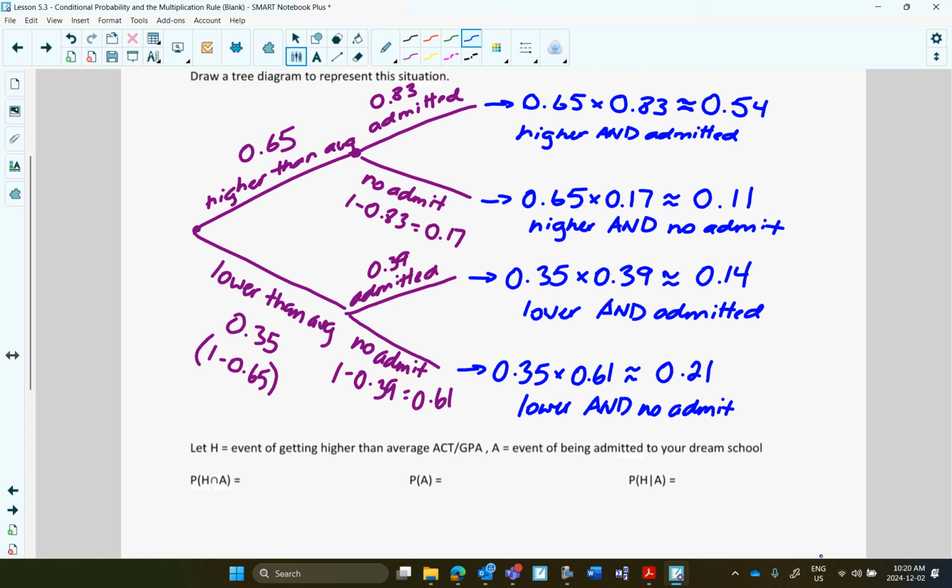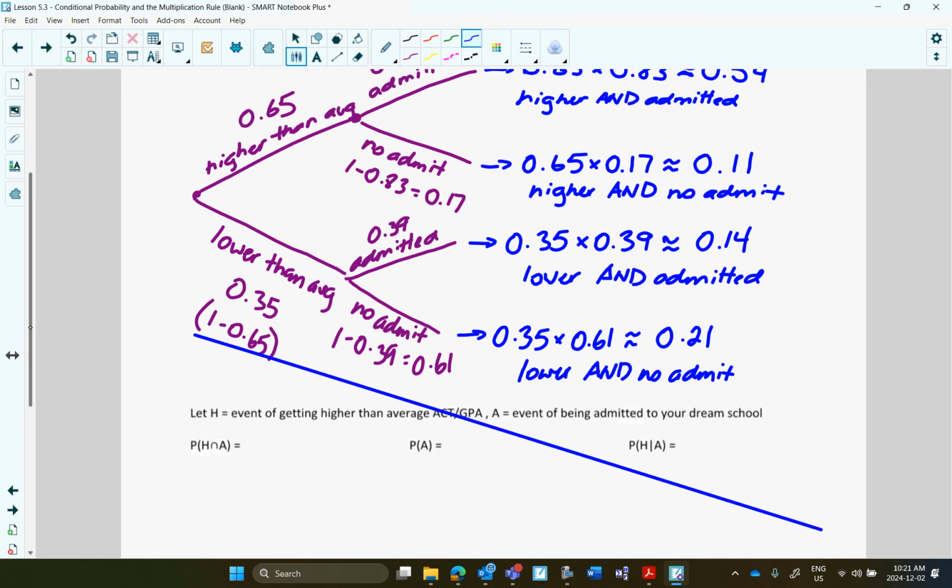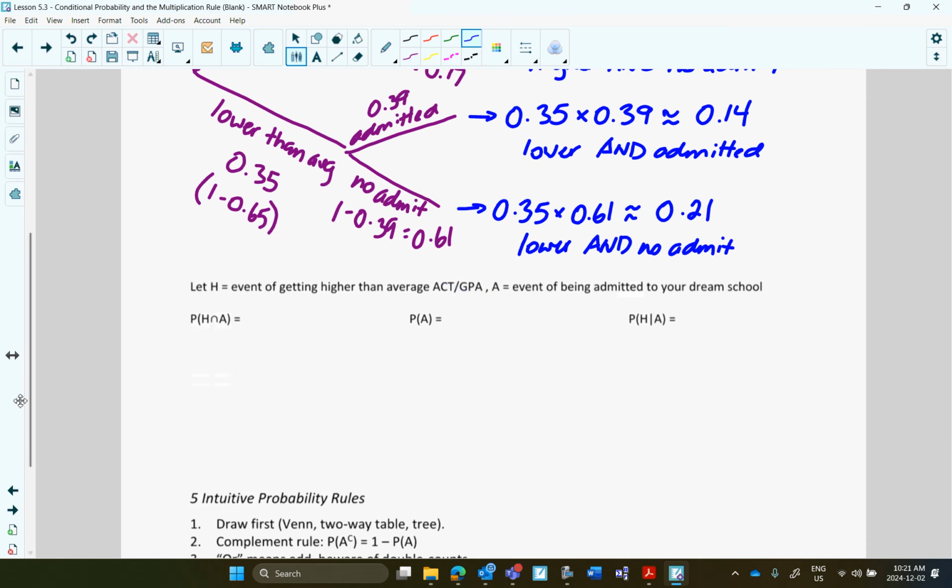But tell me, what should all four of these add up to? 1, right? Because there's 4 possible situations in this problem, okay? So these are all going to add up to 1. All right, now that we've got a tree diagram, let's answer some questions. So we're told 2 of the events, getting a higher than average ACT or GPA, and the event of being admitted to your dream school. Okay.